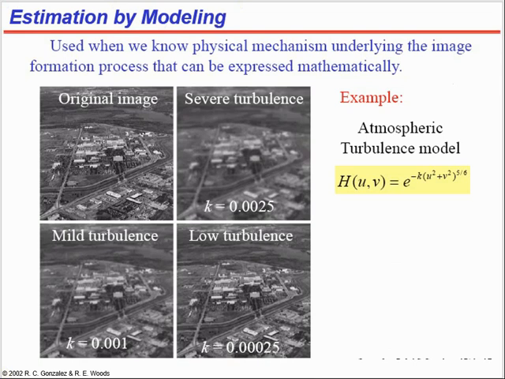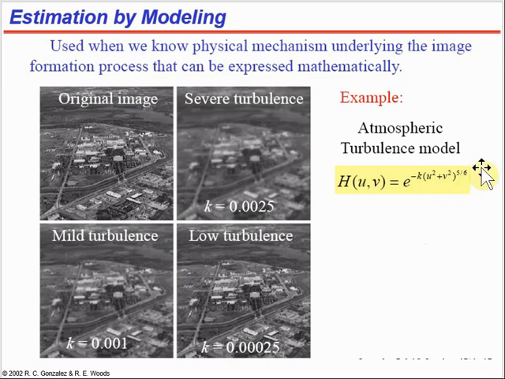Degradation modeling has been used for many years because of the insight it provides into the image restoration problem. In some cases, the model can even take into account environmental conditions that cause degradations. For example, let's see the atmospheric turbulence model. A well-known degradation model proposed by Hufnagel and Stanley, 1964, is based on the physical characteristics of atmospheric turbulence. This model follows the equation shown here, where k is a constant that depends on the nature of the turbulence.